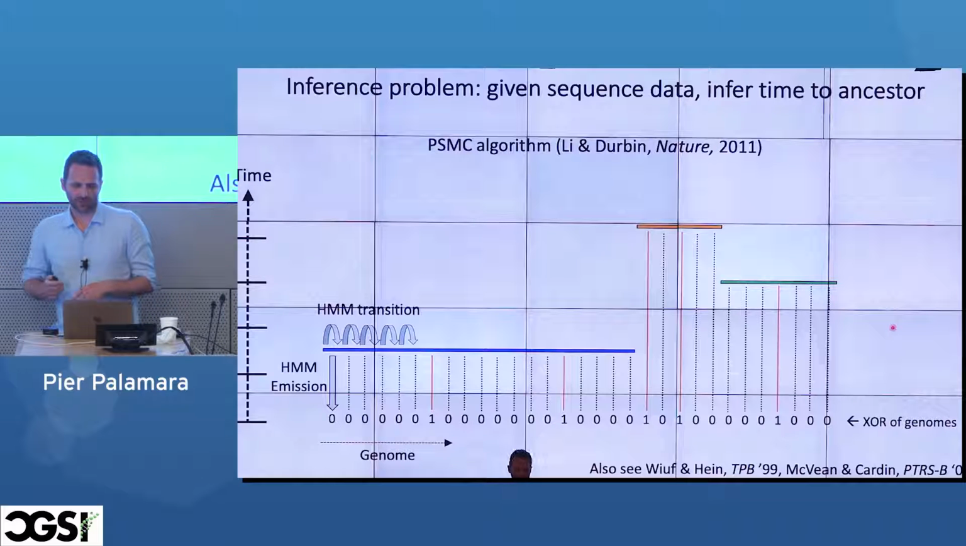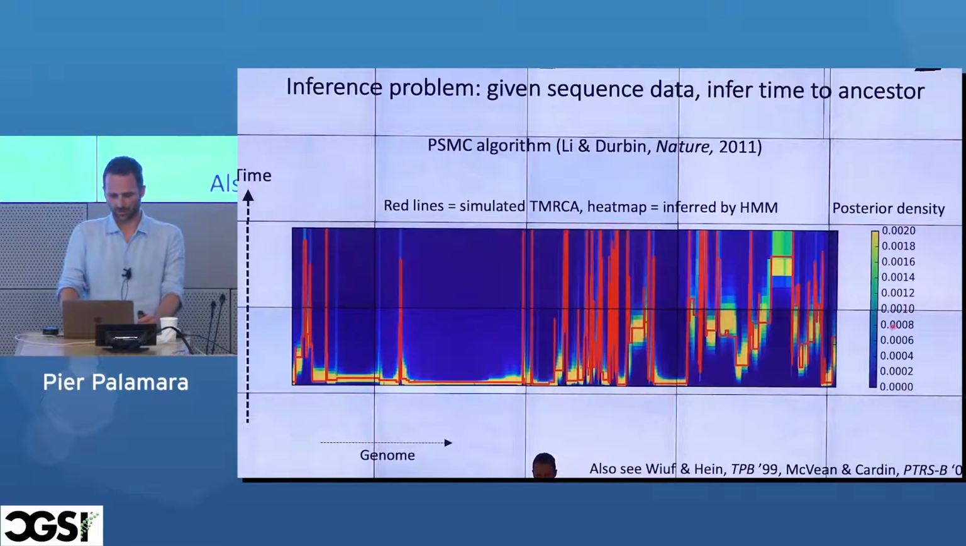So this is a cartoonish view of this, but if you now do a simulation, a bit more realistic, the red lines here are the true simulated ancestors, the time depth of the ancestors, and the heat map is the posterior that you get from the HMM. And you can see that it's tracking the red lines pretty well.